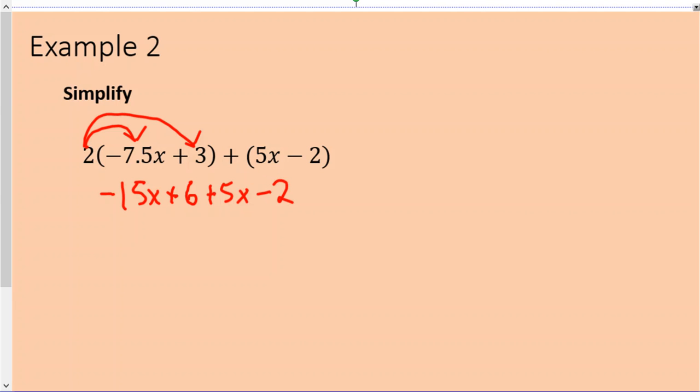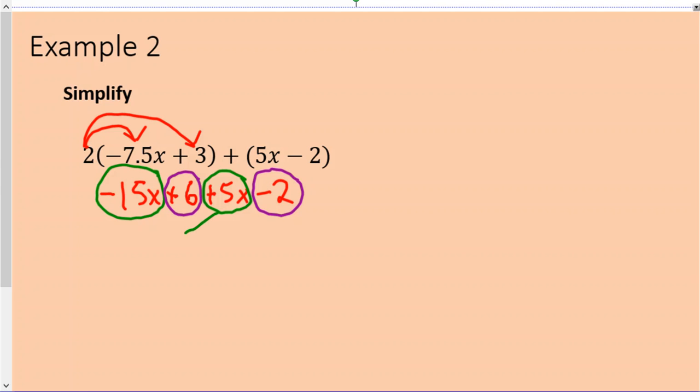Okay, so now I can look for like terms, and this time I'm going to do like we did in the last video, where I'm going to circle my like terms. So I have negative 15x plus 5x, and then I have plus 6 and minus 2. Remember that we always need to circle the operation to the left of the term.